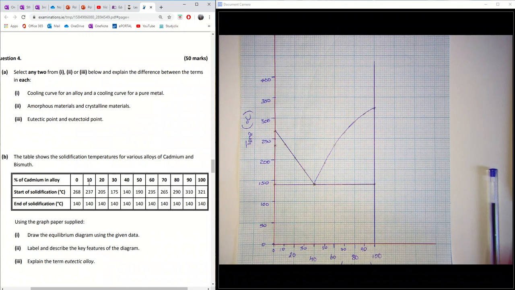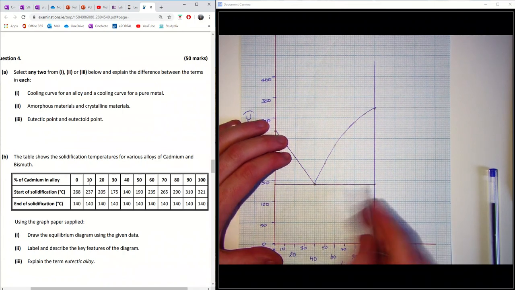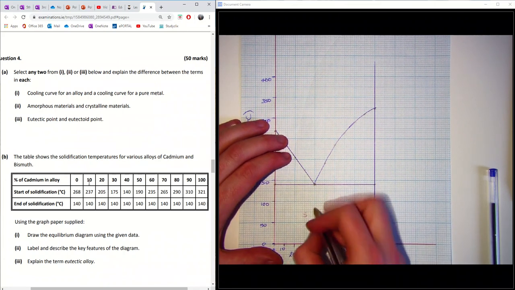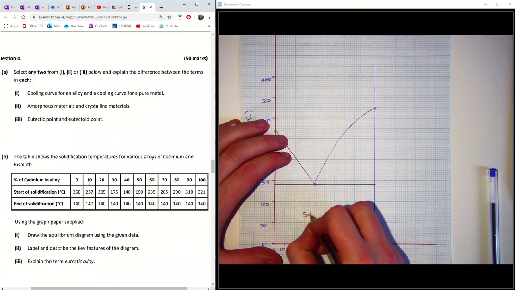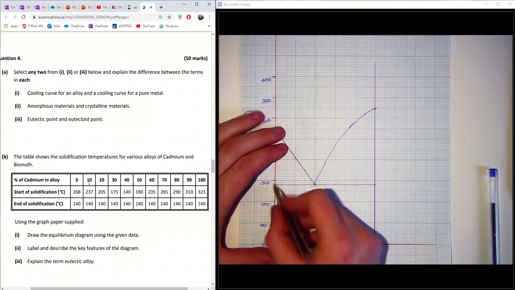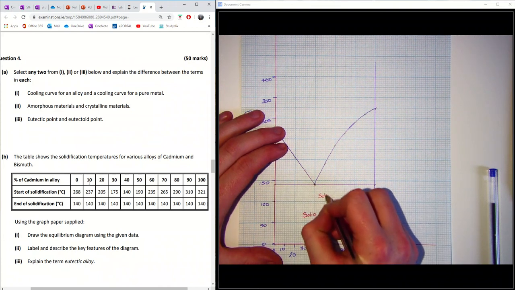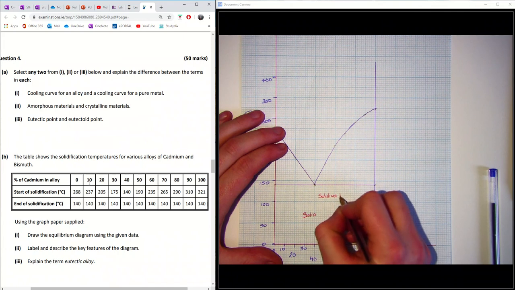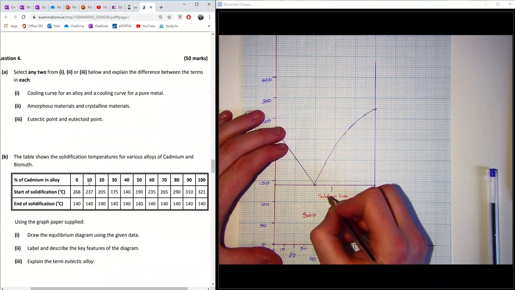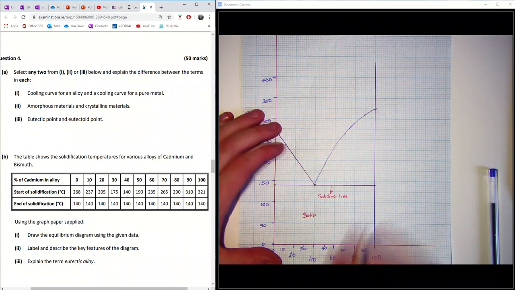So I'm going to go ahead and label this and describe them. The first section I'm going to label is this bottom section here. Everything in this section is solid. Now, the next line we're looking at is this line here. This is known as my solidus line, and that's always going to be the end of solidification. Whatever the end of solidification line is, it is known as my solidus line.